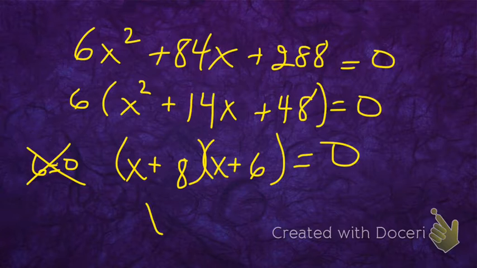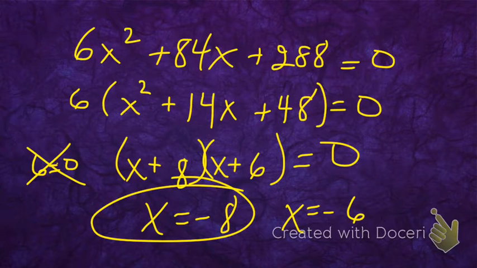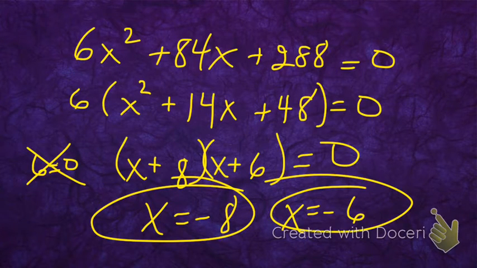We'll set these factors equal to 0. Okay. Negative 8 and negative 6. Those are the values of x where that tangent line would be horizontal.